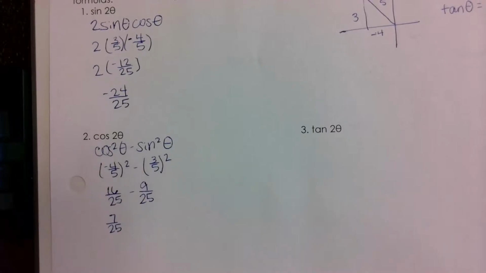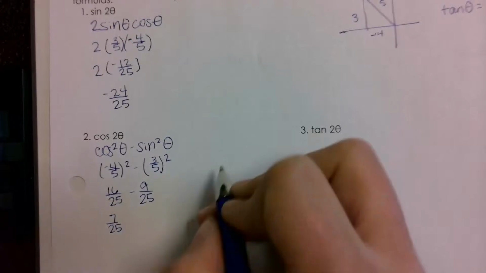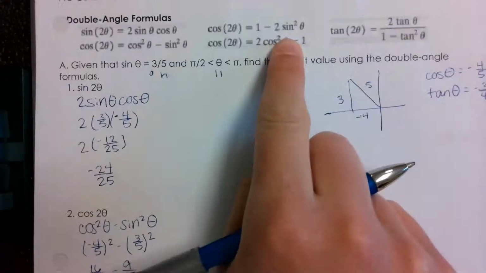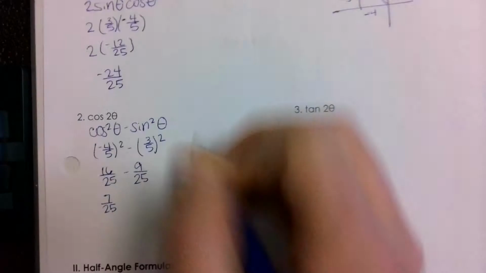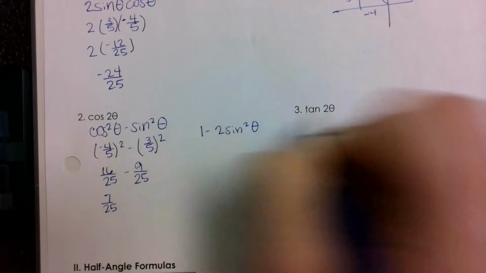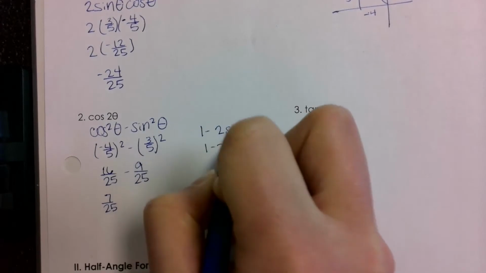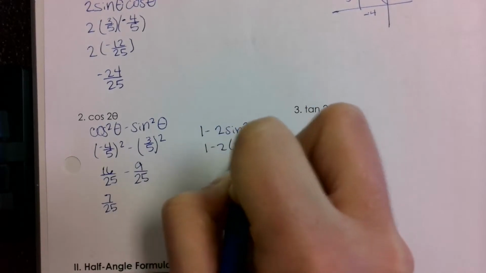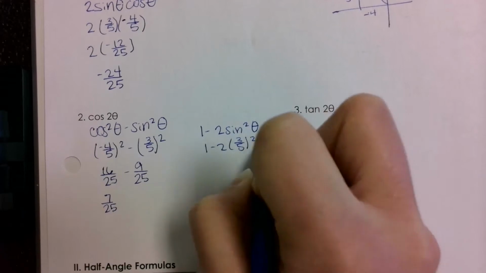So if we use the other formulas, you would get the same answer. I'm going to show you that. You don't have to write this down if you don't want to. But if we use the 1 minus 2 sine squared theta, we would have 1 minus 2 times 3 over 5 squared. And when you work that all out, you still get 7 over 25.